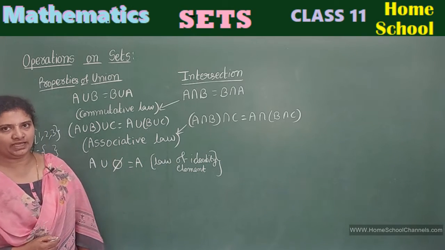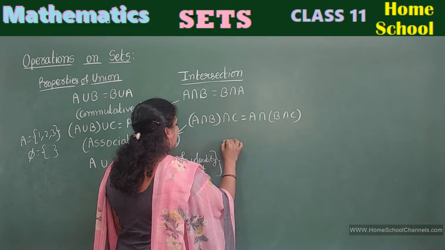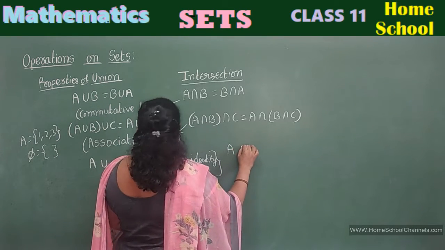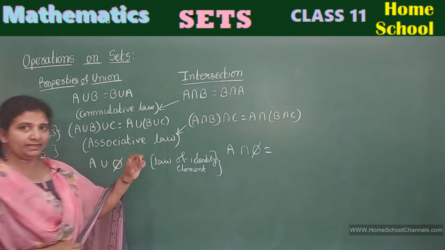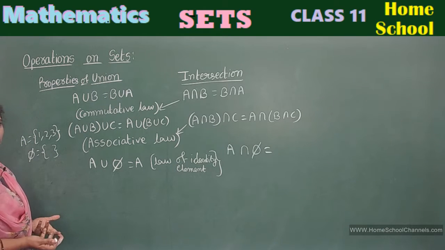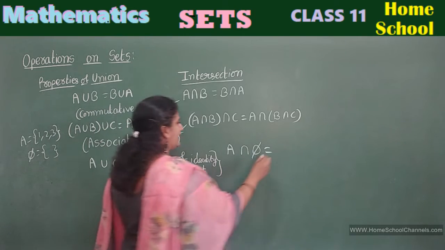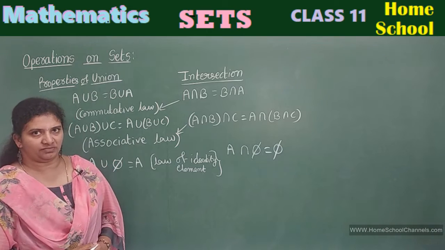Law of identity element. Similarly, if I take an intersection, A intersection phi: the A set and phi, what are all the common elements? There are no common elements, so I can say it is phi. A intersection phi is equal to phi.